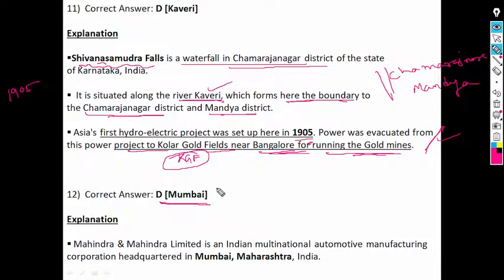Next, Mumbai. Mahindra and Mahindra Limited is an Indian multinational automotive manufacturing corporation headquartered in Mumbai, Maharashtra. Mr. Anand Mahindra has made immense contributions in developing and shaping the Indian economy.